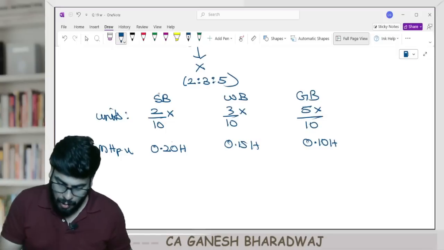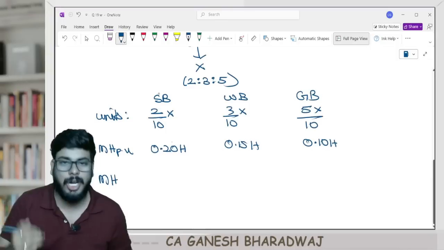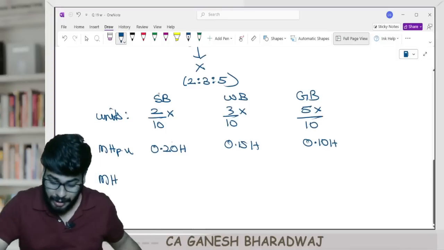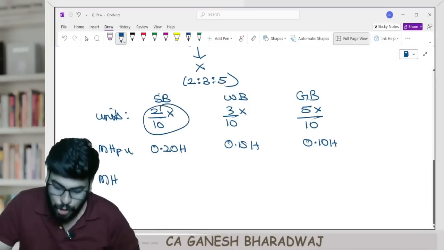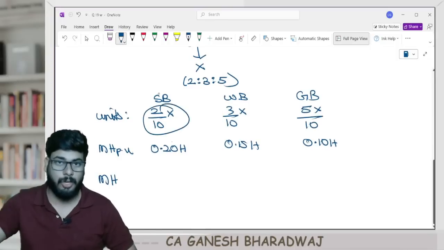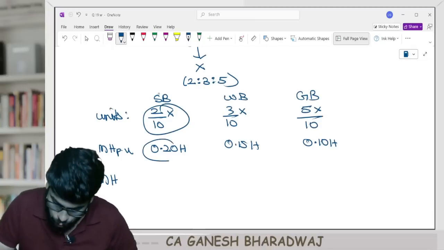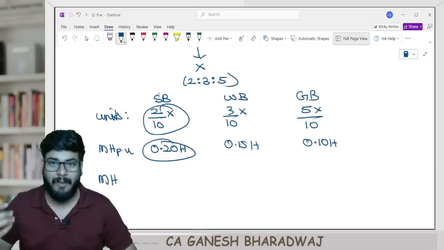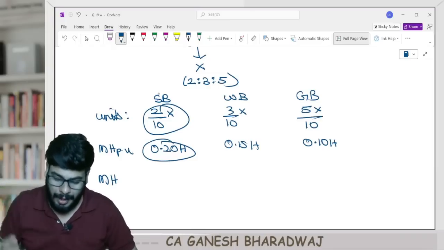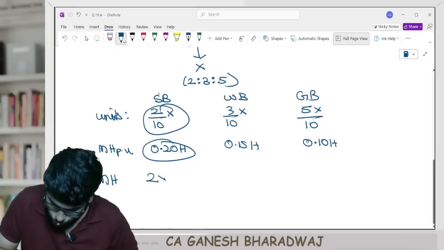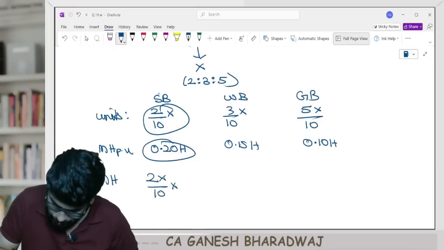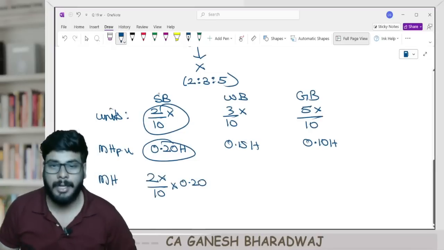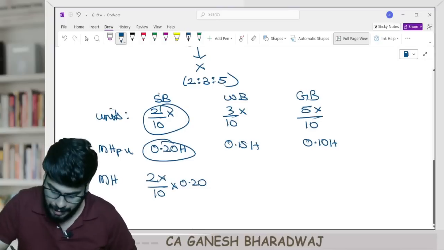Correct? So what will be the total machine hours required for all the three products put together? So I am supplying 2X by 10 number of units of school bags, and each unit of school bag is going to require how much? 0.2 hours. So the total hours taken by my school bag is going to be 2X by 10 into 0.20. Correct? Similarly, for water bottle, how much is that going to be?